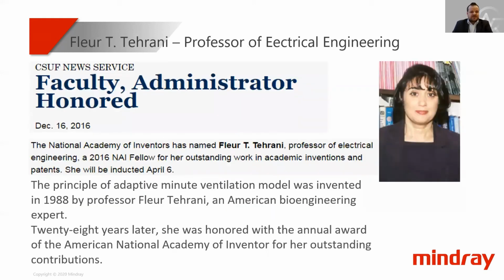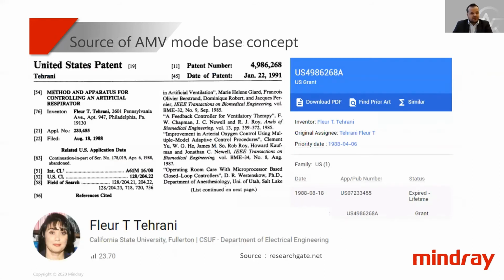The principles were established by Professor Tehrani, who invented the mode based on the idea of Otis formula in 1988 in the US. The source of the AMV mode is based on Professor Tehrani's genius invention. The adaptive ventilation mode was first in commercial use in Europe in 1998 and then in the United States in 2007. Now, after 20 years of patent protection, the Mindray team developed the AMV mode based as well on customer needs.